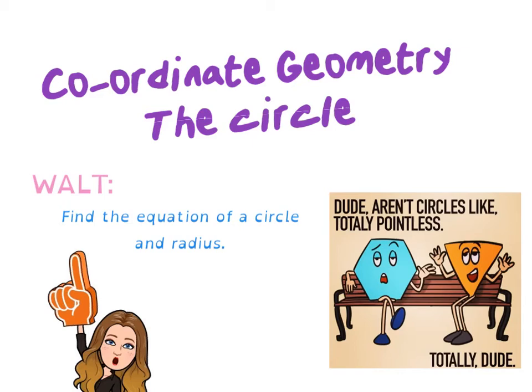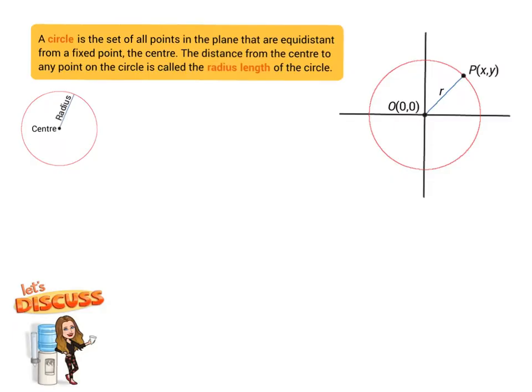So this video is going to explore coordinate geometry with a focus on the circle, and we're learning to find the equation of a circle and its radius. So here we have a circle. This is the circumference, the red part, the centre and the radius.